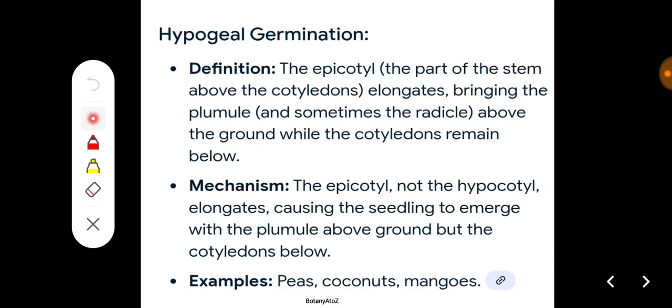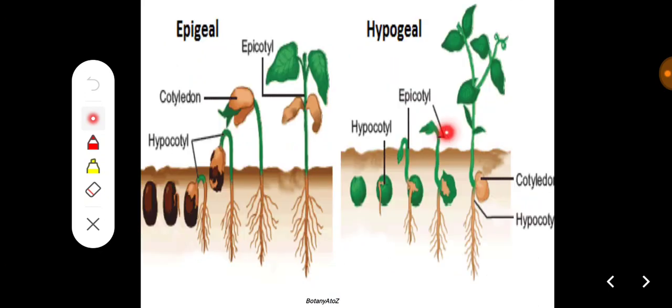The hypogeal germination is exactly opposite of the epigeal. Here the upper portion of the embryo, that is the epicotyl, will grow much more rapidly in comparison to the hypocotyl. And when the epicotyl grows, the growth will push the rest of the embryo further inside the ground.